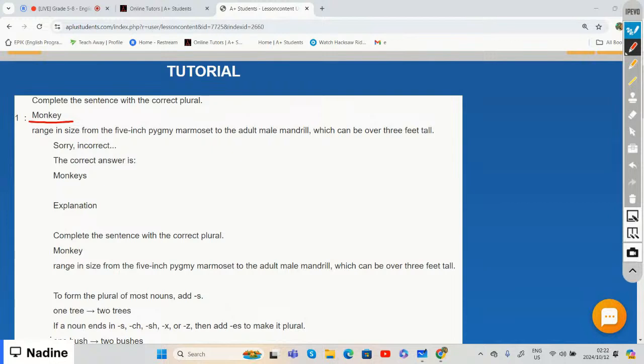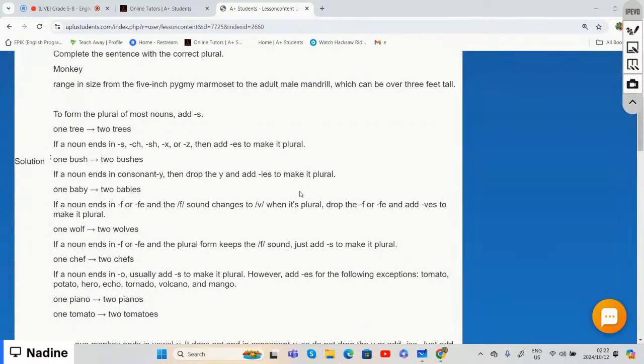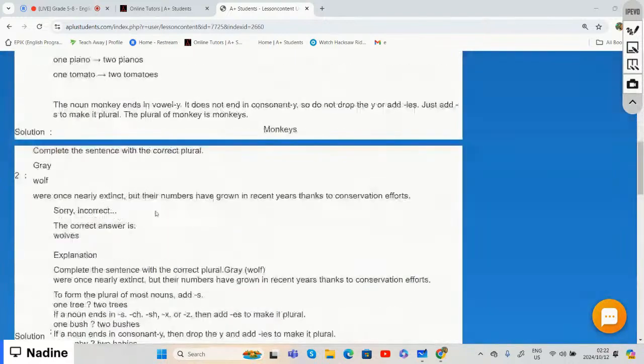All right. So if we were to find the plural form of monkey, then we will say it is monkeys. As you can see with monkeys, all we did was add an s to show the plural form. That was straightforward. Just add an s to show the plural form of monkeys.